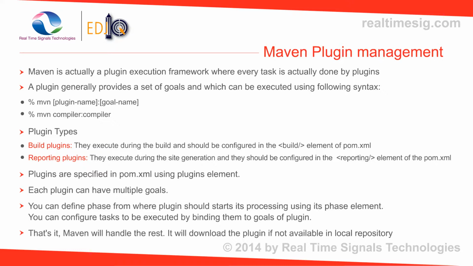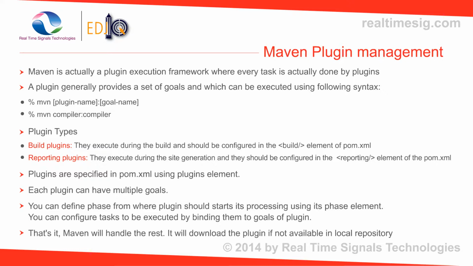Build plugins. 2. Reporting plugins. Plugins are specified in pom.xml using the plugins element. Each plugin can have multiple goals. You can define the phase from where the plugin should start its processing using its phase element. You can configure tasks to be executed by binding them to goals of the plugin. That's it, Maven will handle the rest. It will download the plugin if not available in the local repository.